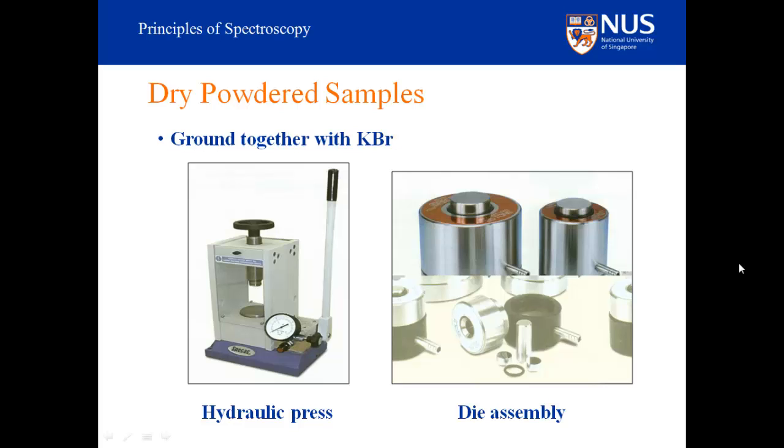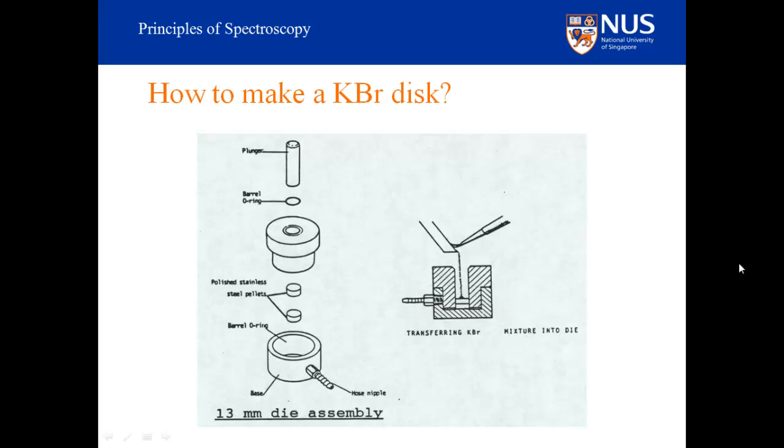Indeed, during the pressing you need to evacuate the assembly. About 8 to 10 tons of pressure for some 3 to 5 minutes are required to form the potassium bromide disc. This slide shows the die assembly prior to being placed in the hydraulic press.